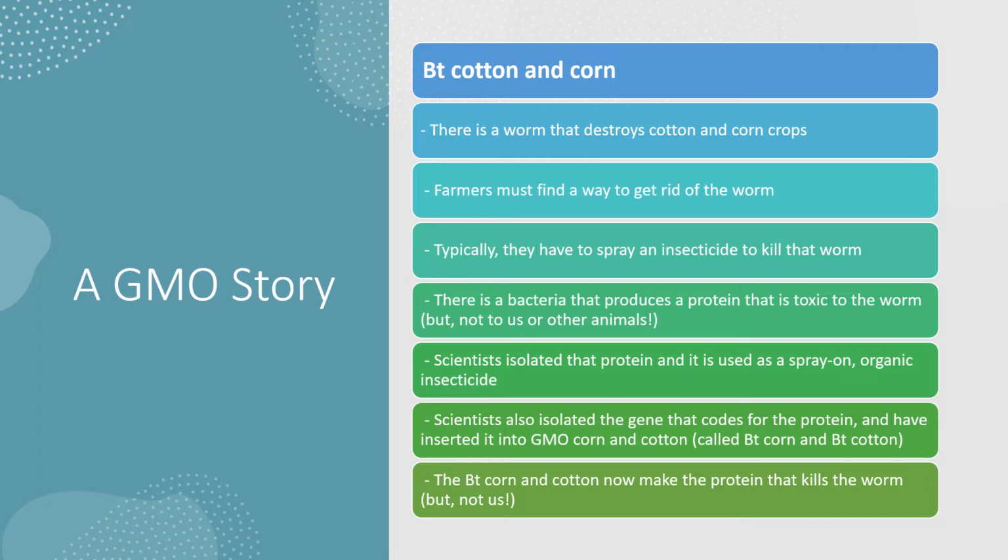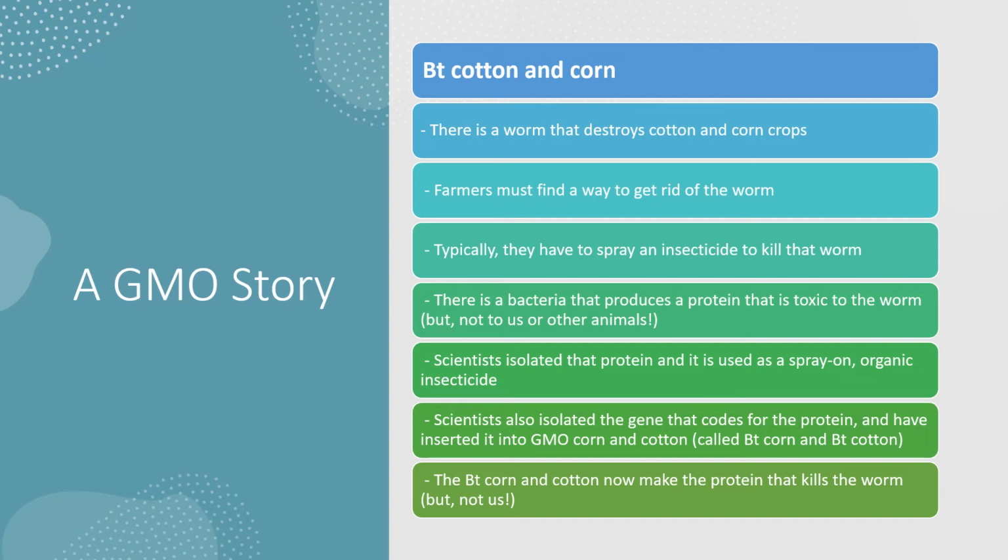With GMO technology, scientists were able to find out that there is a bacteria that lives in soil, and that bacteria emits a protein that kills this specific worm. Now remember that protein is something that we can digest no problem. We just break it down into amino acids. And so when we eat this bacteria and the protein that it emits, it's not toxic to us at all. But it turns out that this protein is toxic to the worm because the worm cannot digest it. And so it kills the worm.